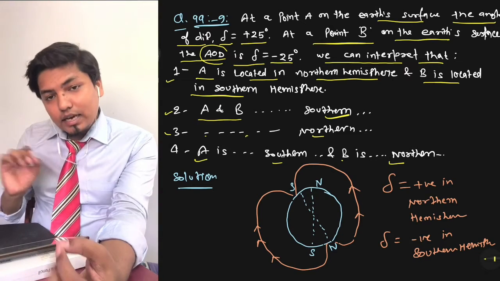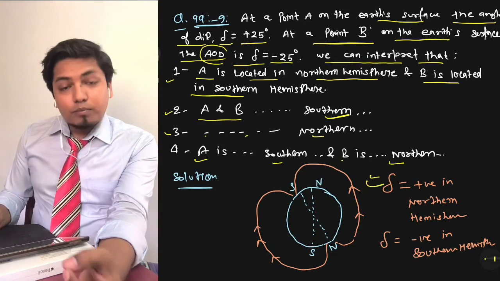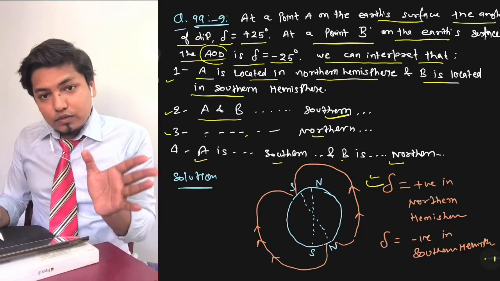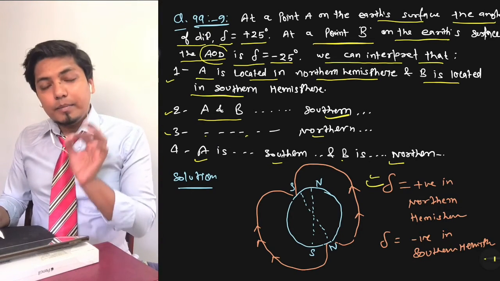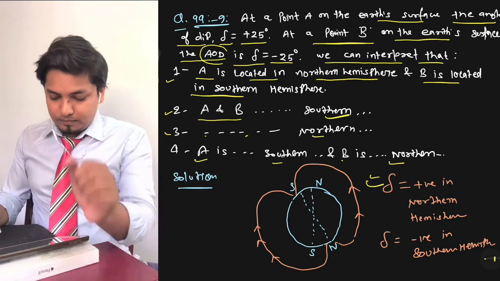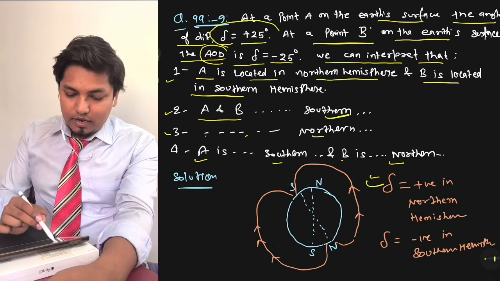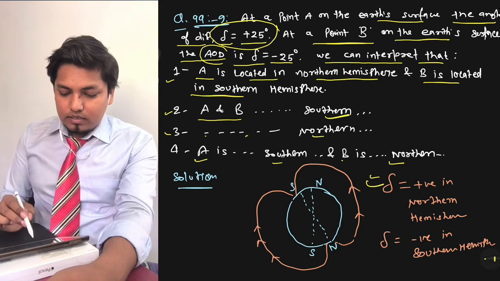A very easy idea is, if your angle of dip is positive, it means that point is located in the northern hemisphere. If that is negative, it means that it is in the southern hemisphere, right? So point A is in the northern hemisphere because its angle of dip is positive, and point B is in the southern hemisphere, right?